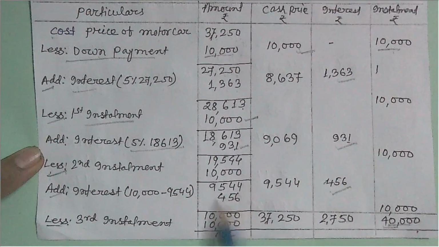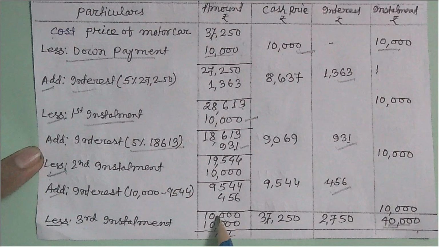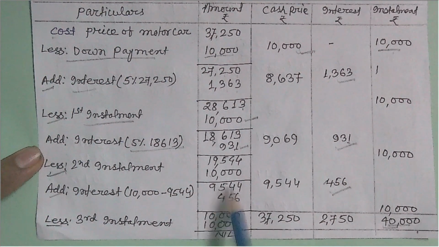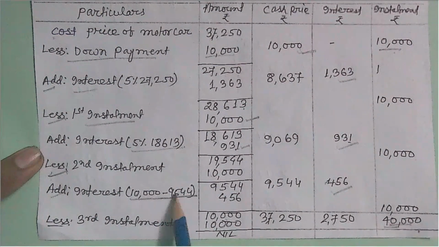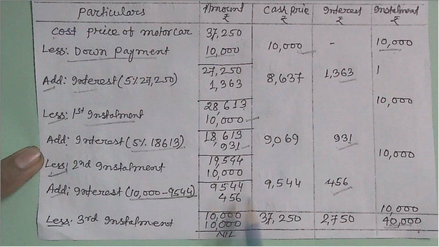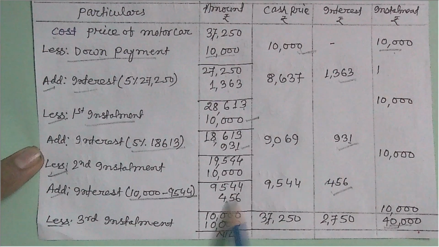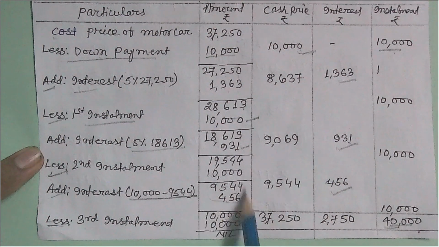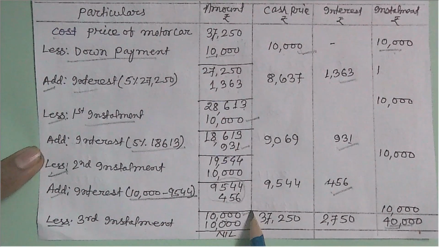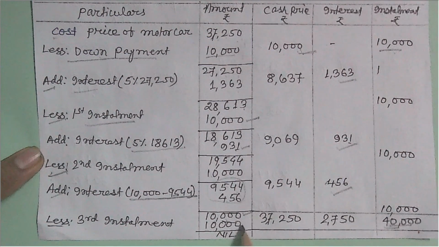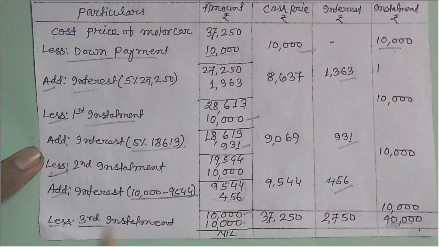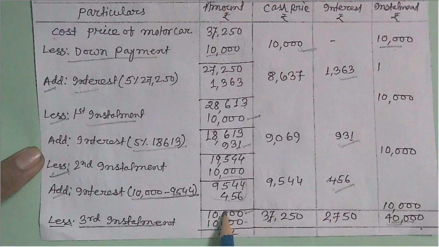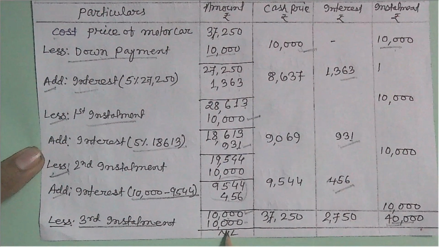This is the balance. So to make it equal to this 10,000, 9,544. Here you see 10,000 minus 9,544 is 456. So now if you add these two amounts, you will get 10,000. So at the end of the installment period, the third final installment, we adjust the interest amount, and the third installment is 10,000. So 10,000 minus 10,000, balance is nil.